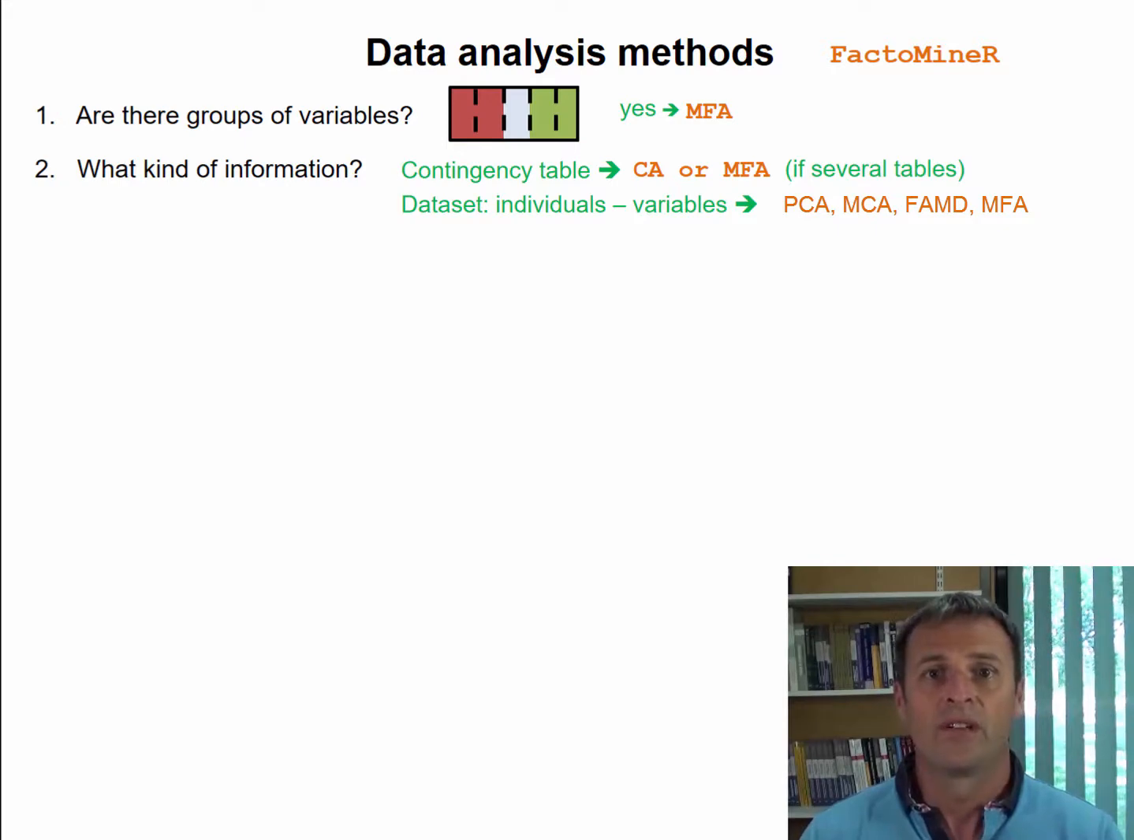The functions in FactoMineR, written in orange, are CA for correspondence analysis, PCA for principal component analysis, MCA for multiple correspondence analysis, FAMD for factor analysis on mixed data, and MFA for multiple factor analysis.